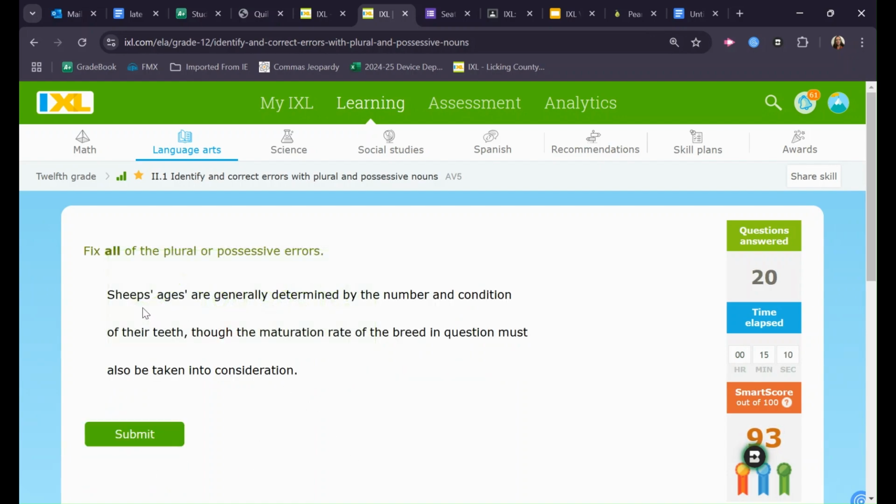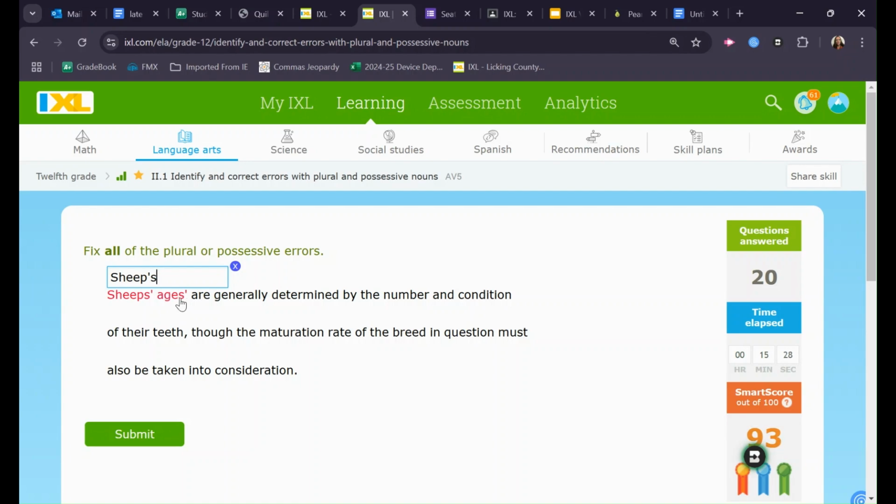All right, sheep's ages. So we're talking multiple sheep? Yeah, but the word sheep is plural, right? Okay, is it possessive? Yeah, the sheep's ages. So we have a plural word that doesn't end in S that is possessive, just takes the regular apostrophe S.